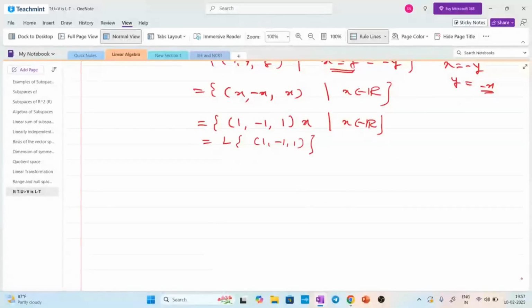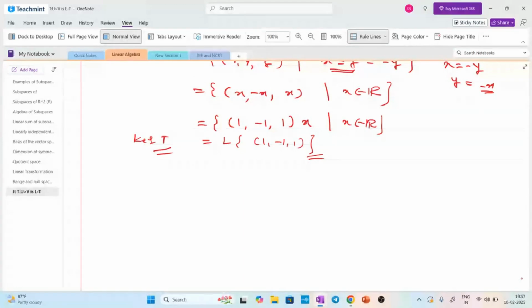Then this is the kernel of T. This kernel of T contains the linear span of the vector 1 minus 1 1. Then to find out the dimension of kernel of T, that is called the nullity of T.